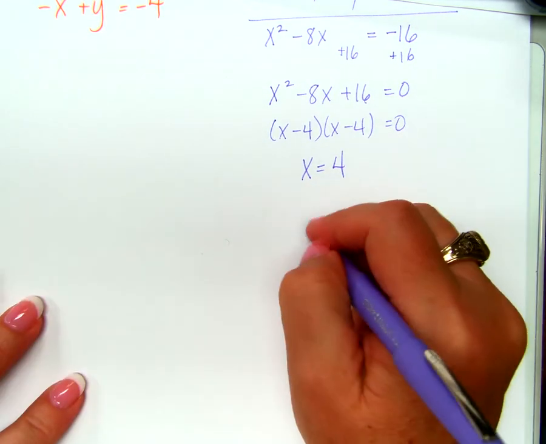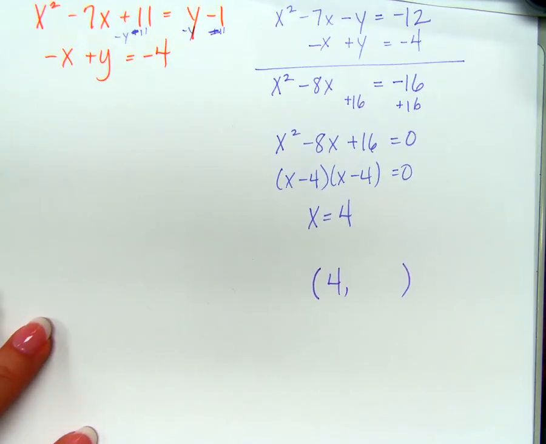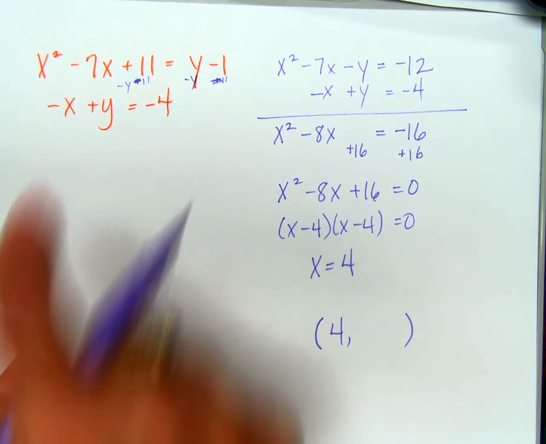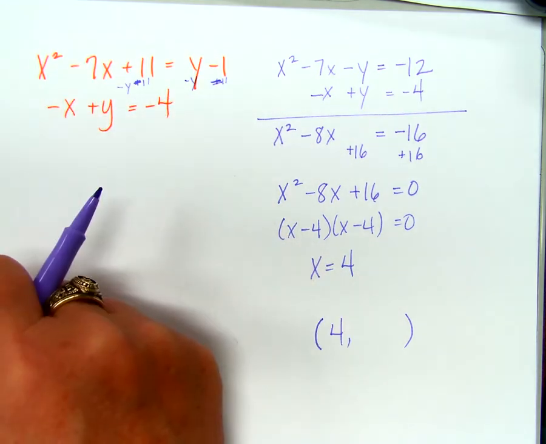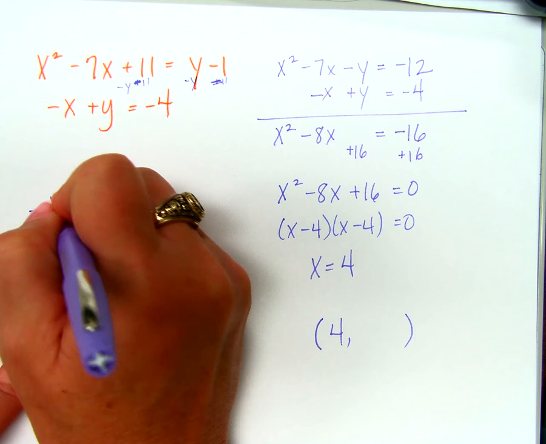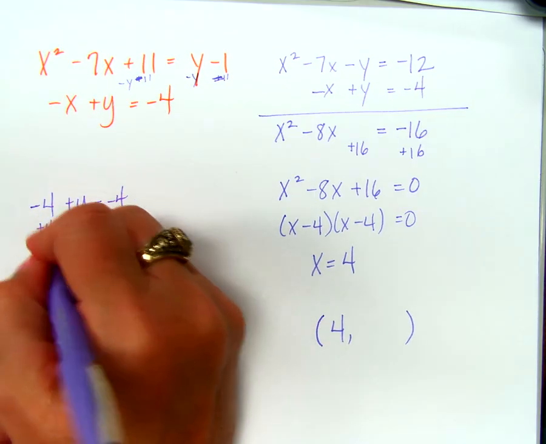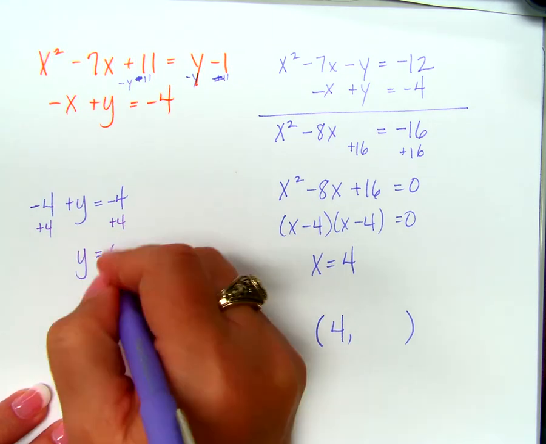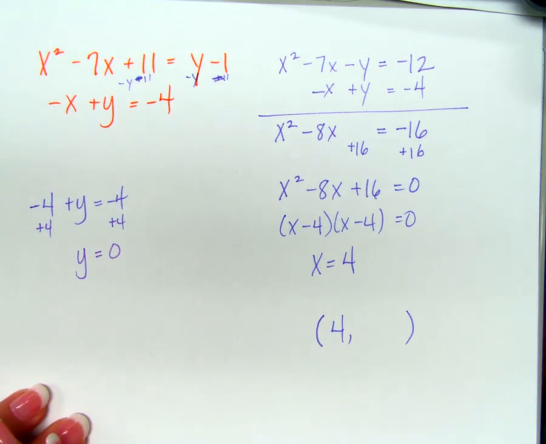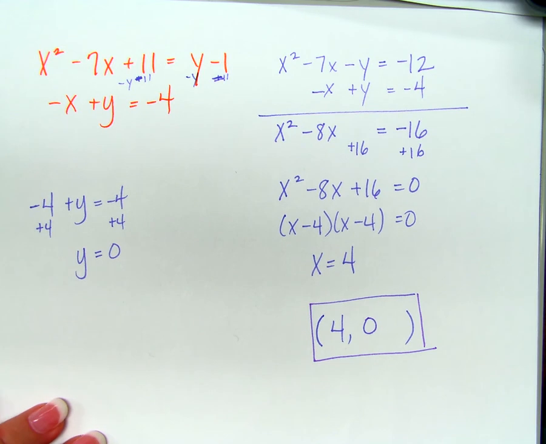How do I figure out what my actual solution is? God bless you. Put it up here or here, right? Do you want to substitute it in the top or substitute it in the bottom? Bottom, okay. So negative 4 plus y equals negative 4. Y equals? 0. That's my point of intersection, isn't it?